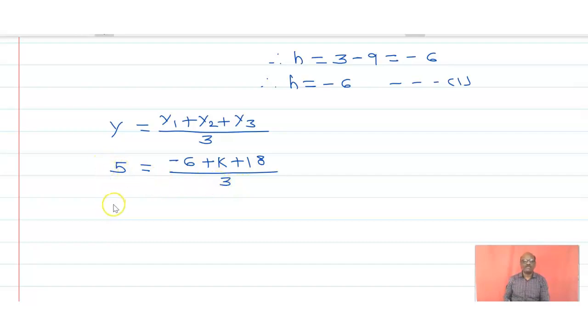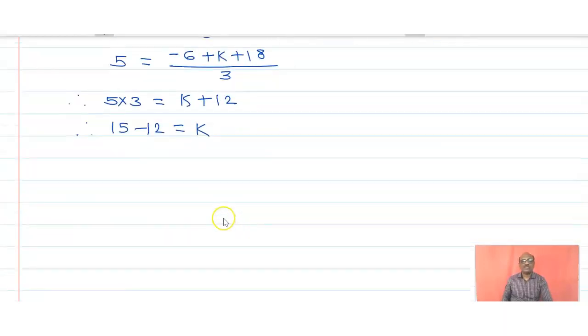Now simplify again. 3 into 5, 5 into 3, cross multiplication. And here minus 6 plus 18, that is k plus 12. This becomes 15, and this 12 we bring to the other side. And therefore k is equal to 3. K is equal to 3.